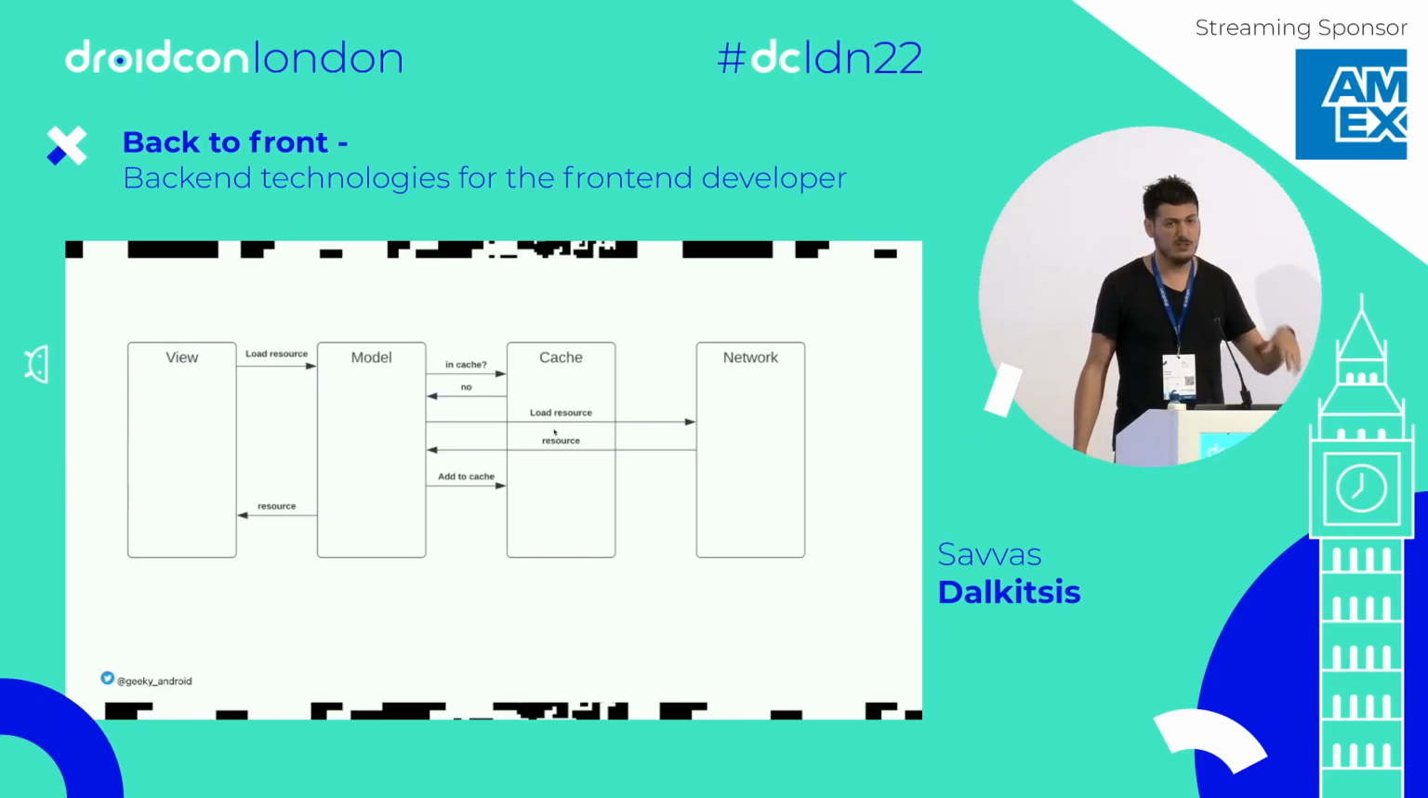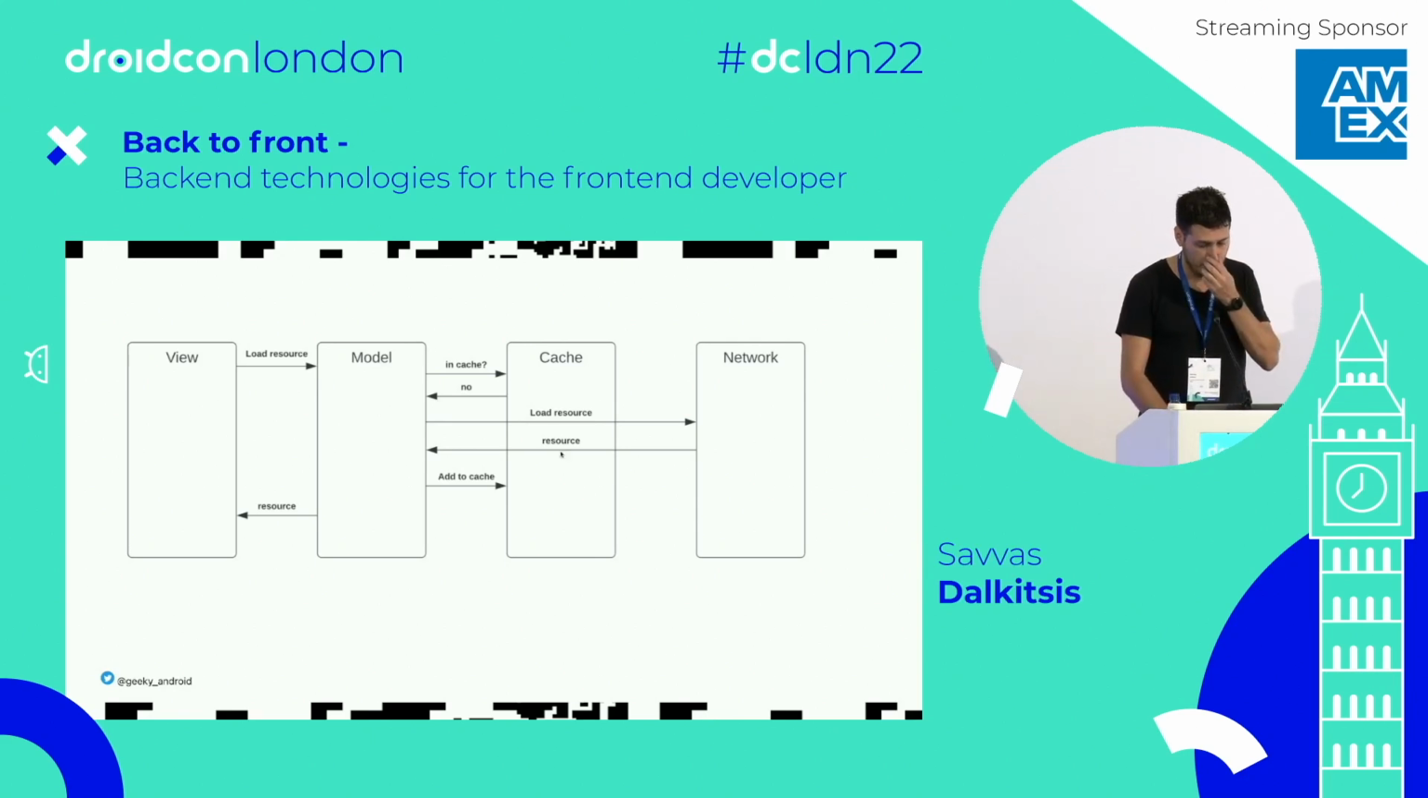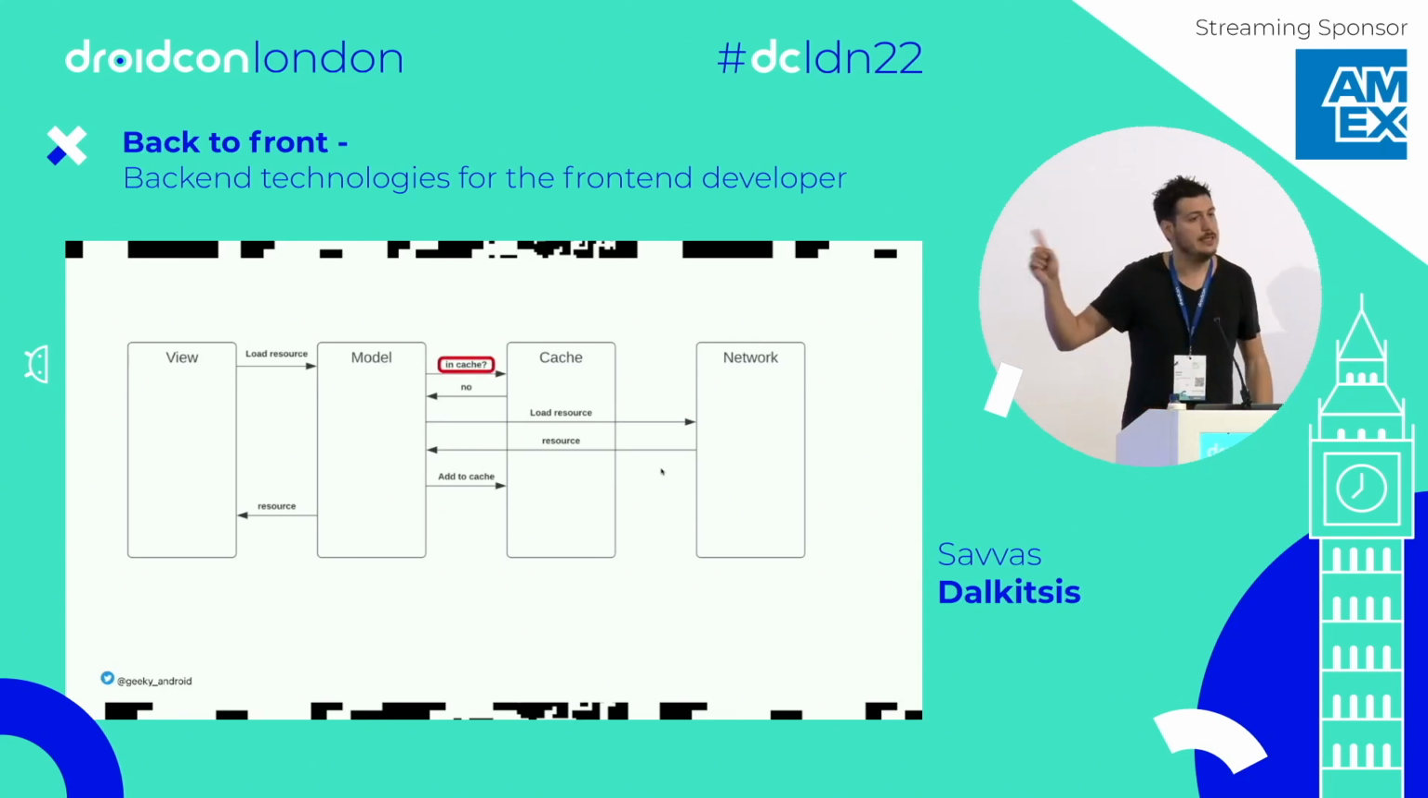You should all be familiar with it. Don't worry too much about the details of the diagram, but effectively your app needs to make some sort of call. You check your local cache, is it there? Yes, no. If it isn't, you get it from the network, you put it in the cache, you give it to your view or whoever asked for it, right? Fairly standard thing.